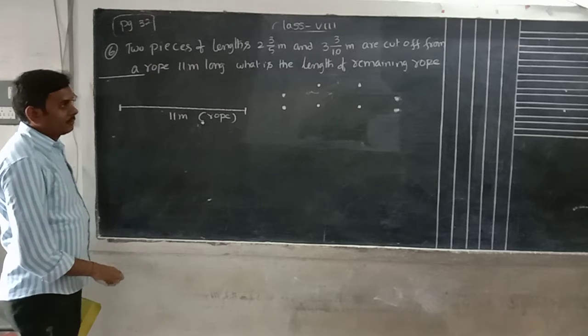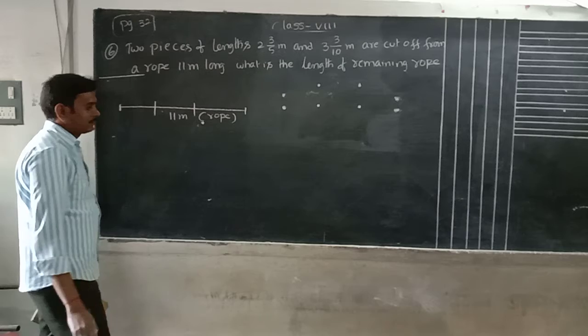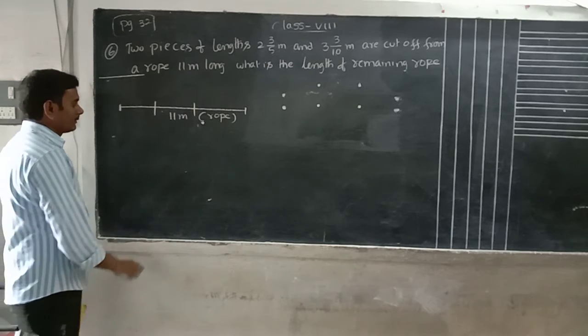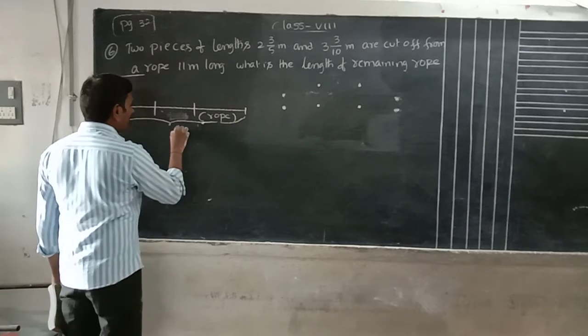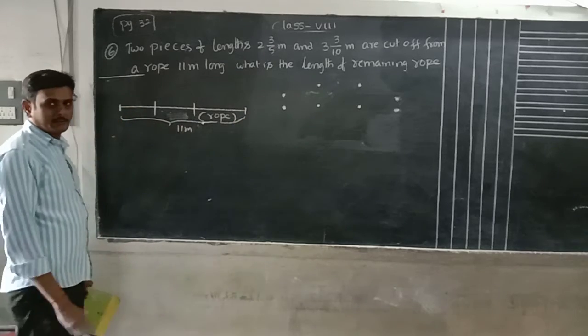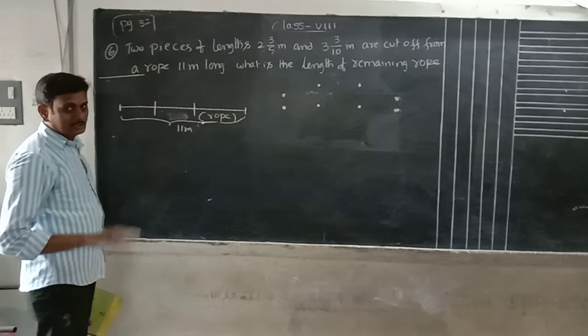This is divided into how many parts? Three parts. The total length is 11 meters, and it is divided into 3 parts.